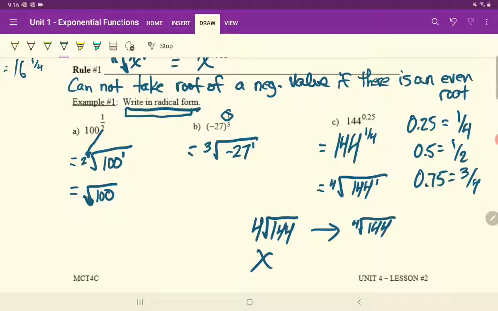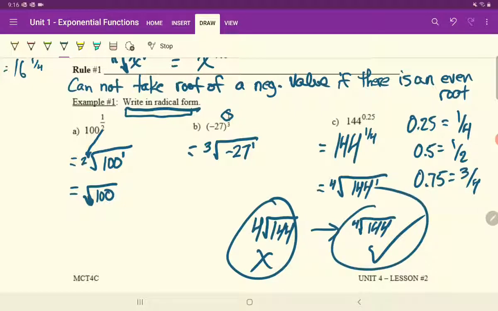This means 4 times the square root of 144. This means the 4th root of 144. Totally different things. Okay, so please, do not write your 4s or these root values large in front of the bracket. You write them small in the corner. Okay?